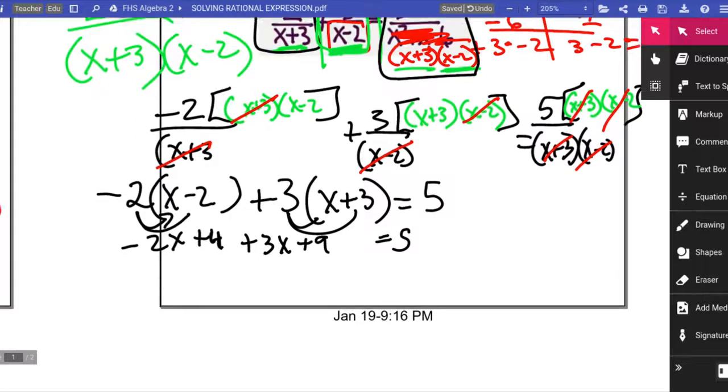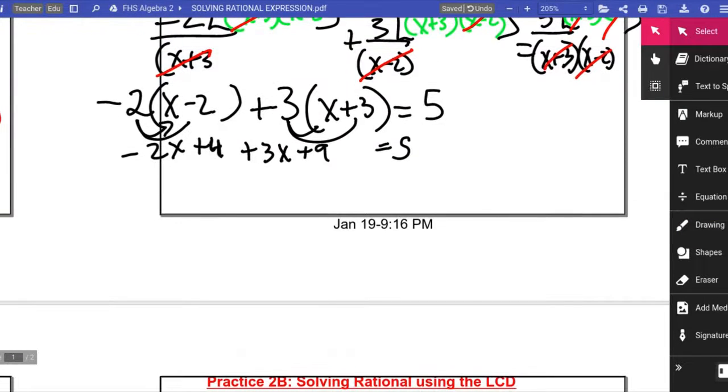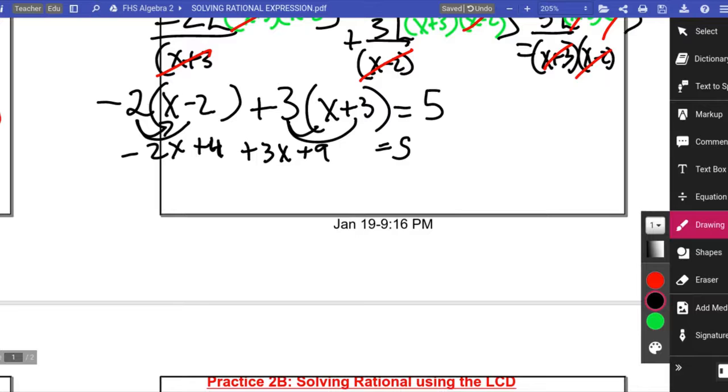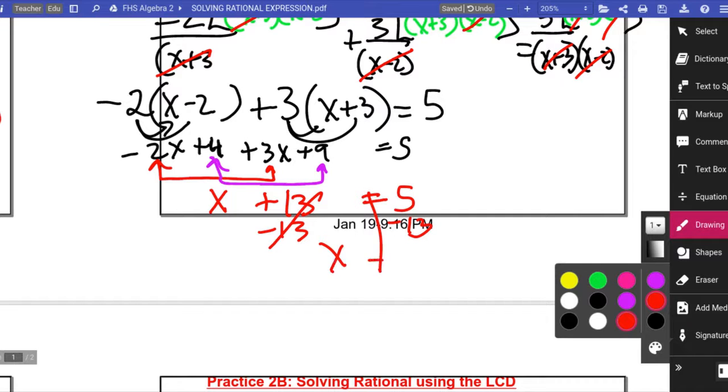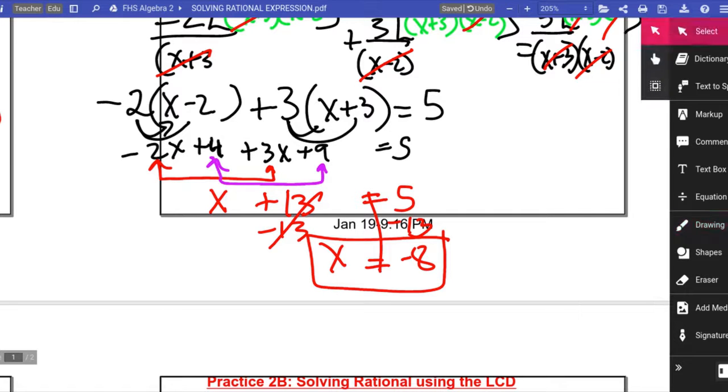Slide down a little bit. Here we go, right? All right, let's continue our magic work. What can I put together? You, my friend, can be put together with this. That gives me x. Boom. You, my friend, can be put together with this. That gives me 13. And I still have equals 5. Minus 13, minus 13. x equals negative 8. We're done. That's it. All right. We're not going to do the other one. This is good enough.